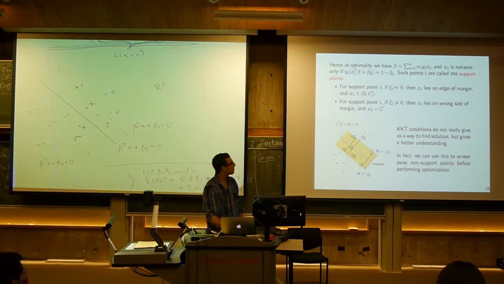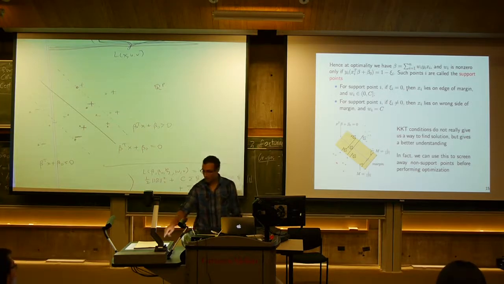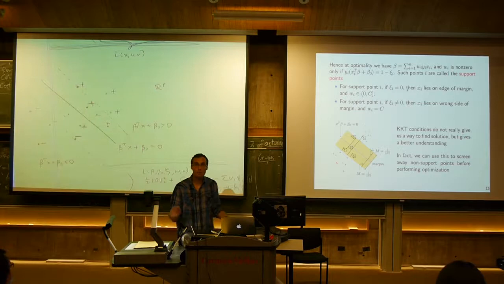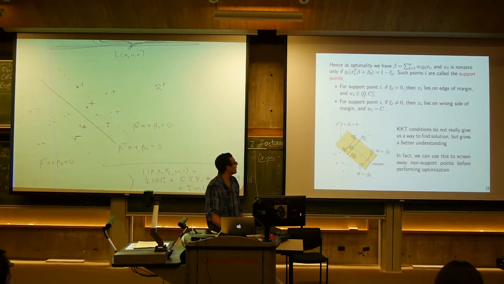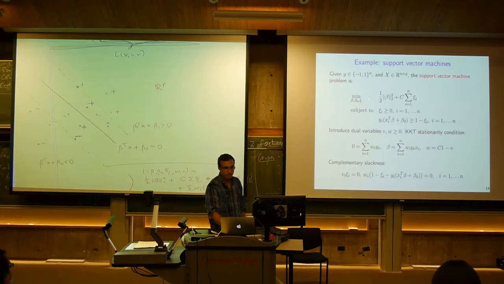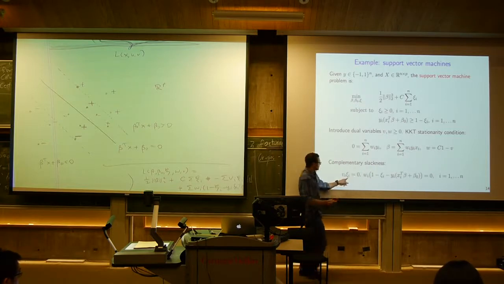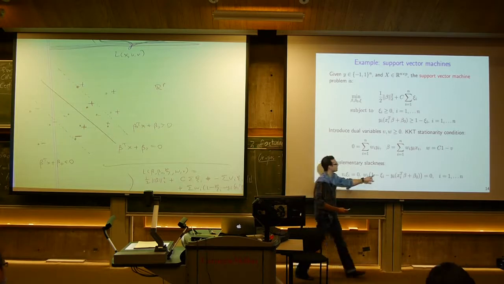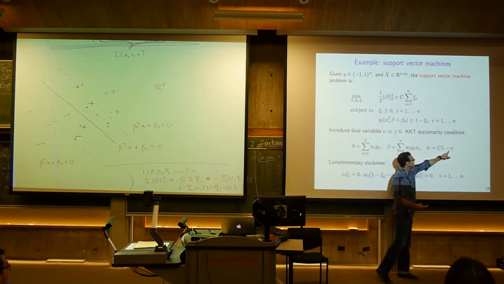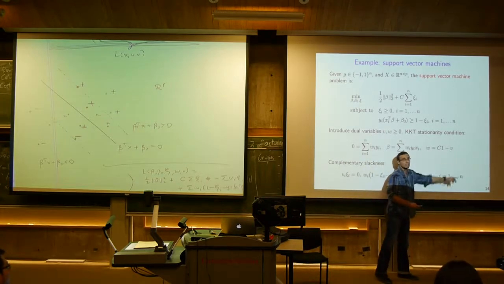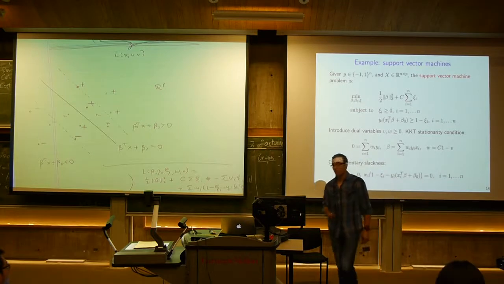So support points that have 0 slack actually lie on the edge of the margin. They are important for defining the solution. And the dual variable can be anything in between 0 and c. You can see that because this being 0 means that vi can be anything, right? Which means that the dual variable can be anything between c at the biggest and getting very close to 0 at the smallest.